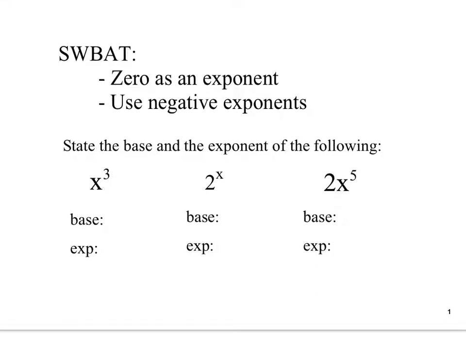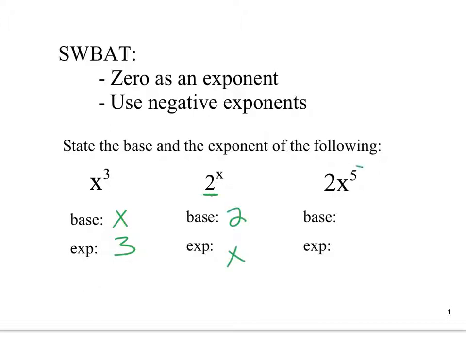Today you're going to learn about 0 as an exponent and negative exponents. Just remember certain parts of the power: you have a base and you have an exponent. Here the base is x and the exponent is 3. Here the base is 2 and the exponent is x.